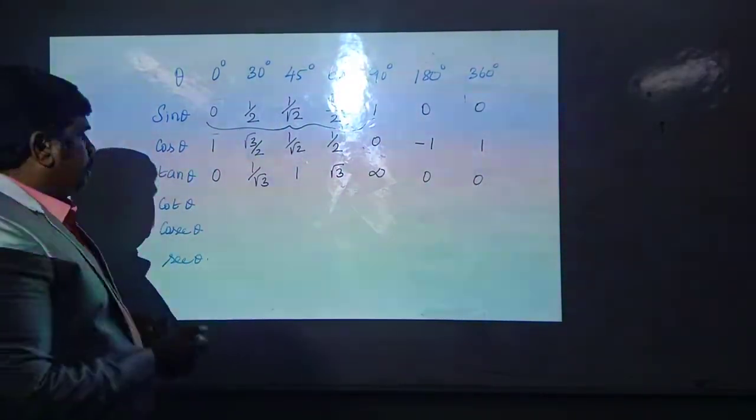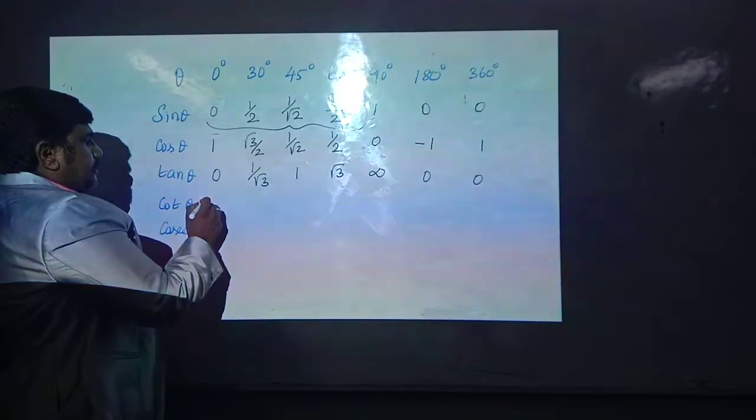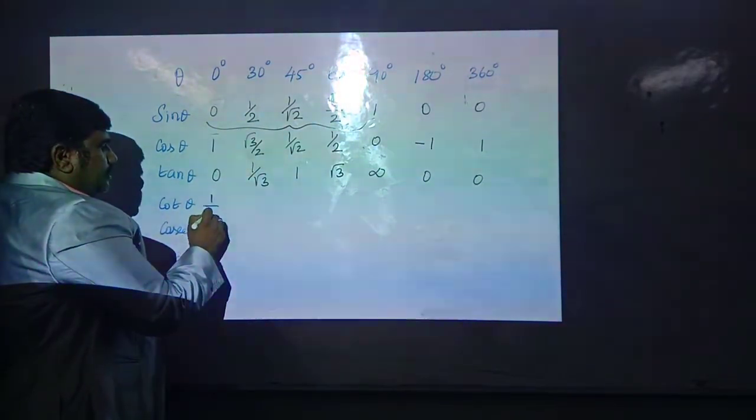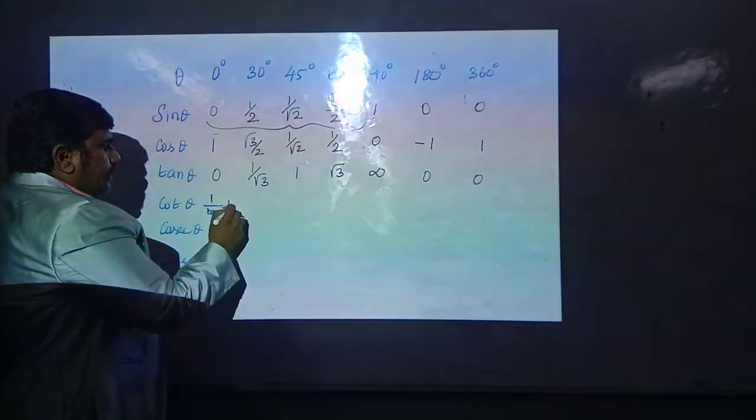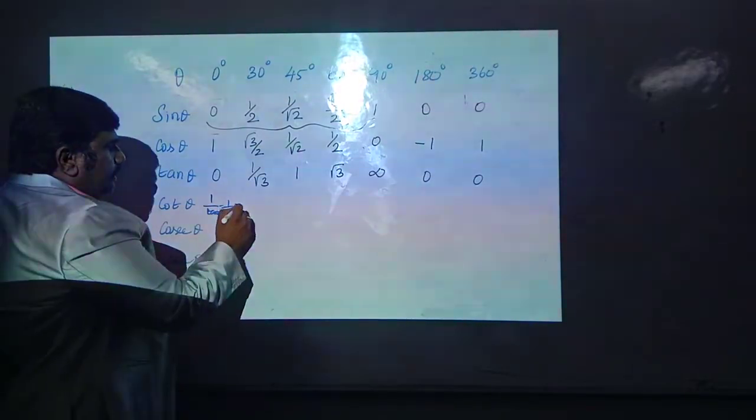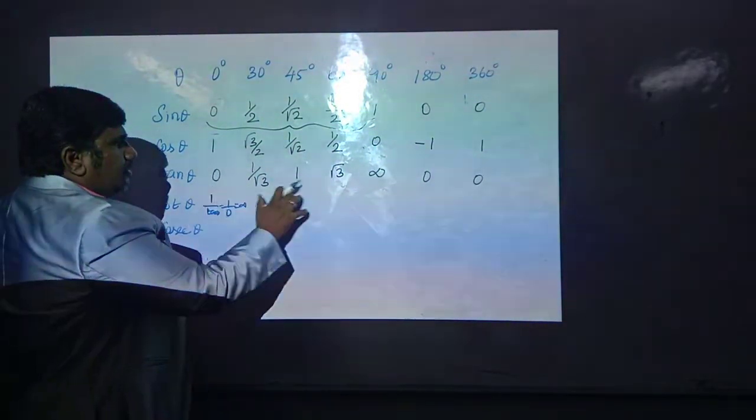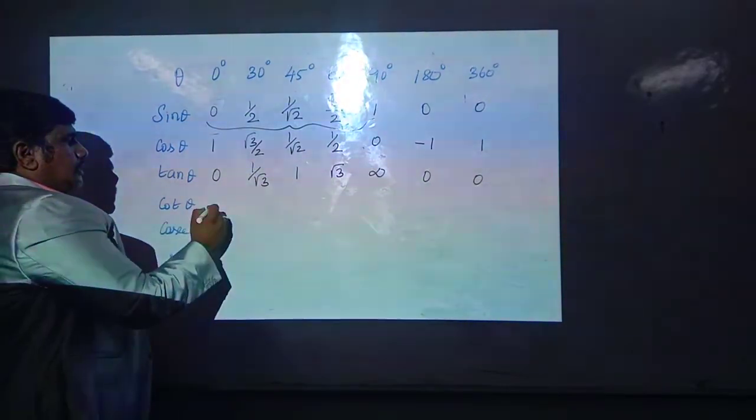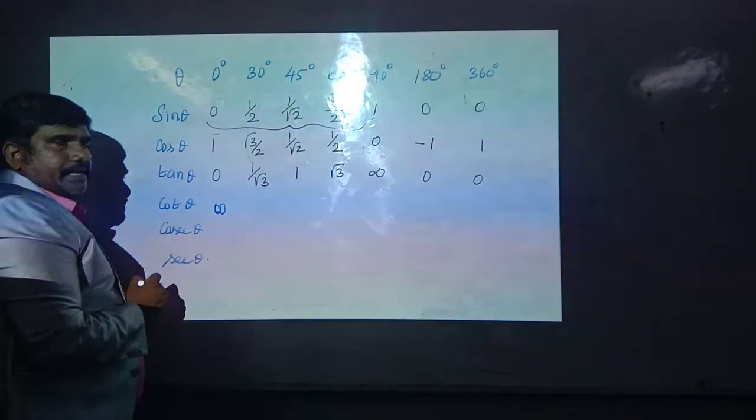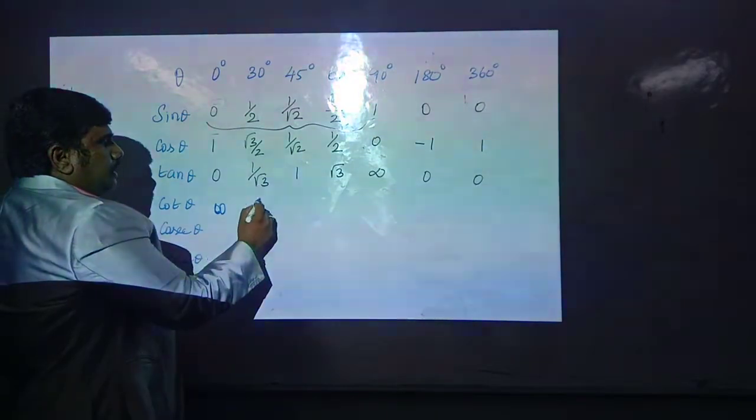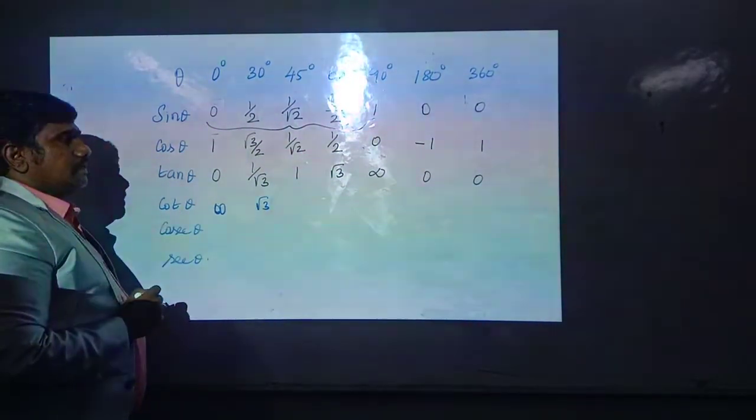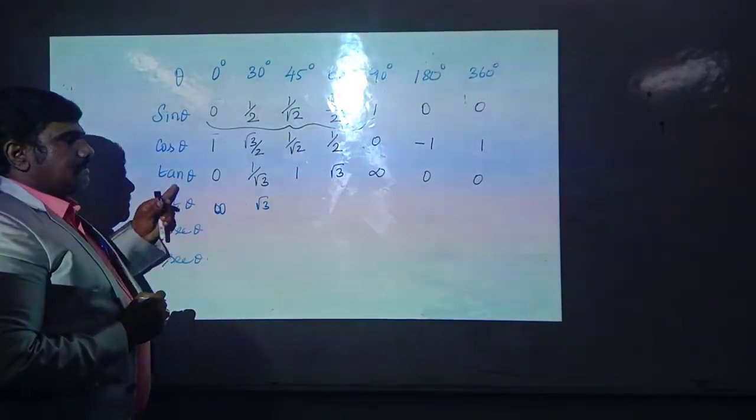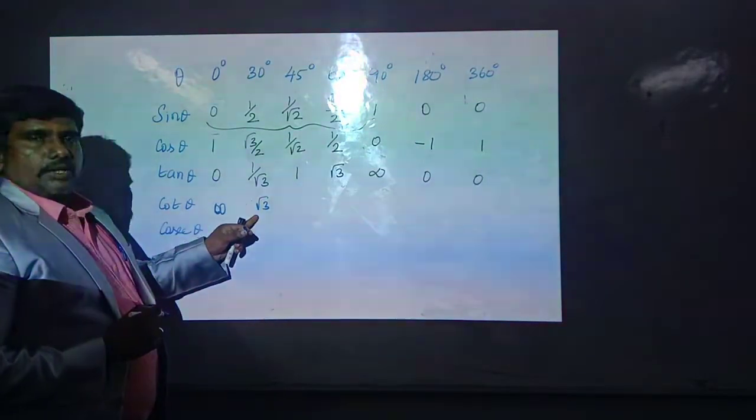three functions. Say cot 0 means it is 1 by tan 0. What is 1 by tan 0? That is 1 by 0, which becomes infinity. That means the reciprocal of all these tan values will be the value for cot. So cot 0 becomes infinity. And the reciprocal of 1 by root 3 gives cot 30, that is cot 30 is 1 by tan 30, so it is root 3.